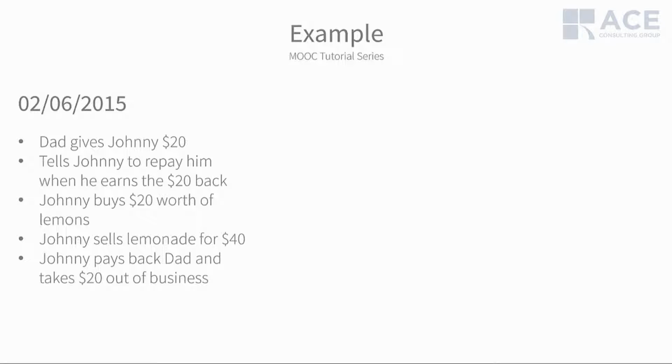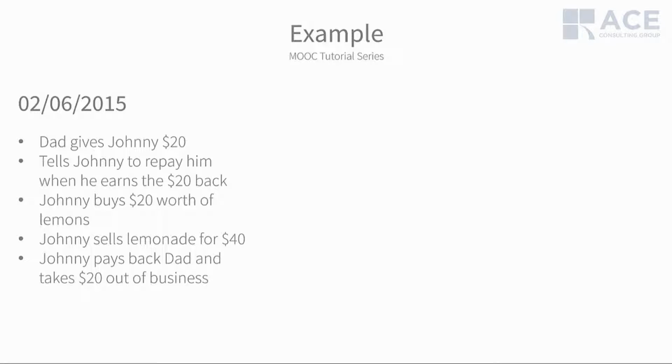Alright, so now let's actually try to account for the journal entries that go into each of these events. So we'll start with the first one. We know that Johnny's dad gave him $20. In this case, we gained $20 into our cash account. But if we look at the second entry right here, it says that he also told Johnny that he has to give the money back.